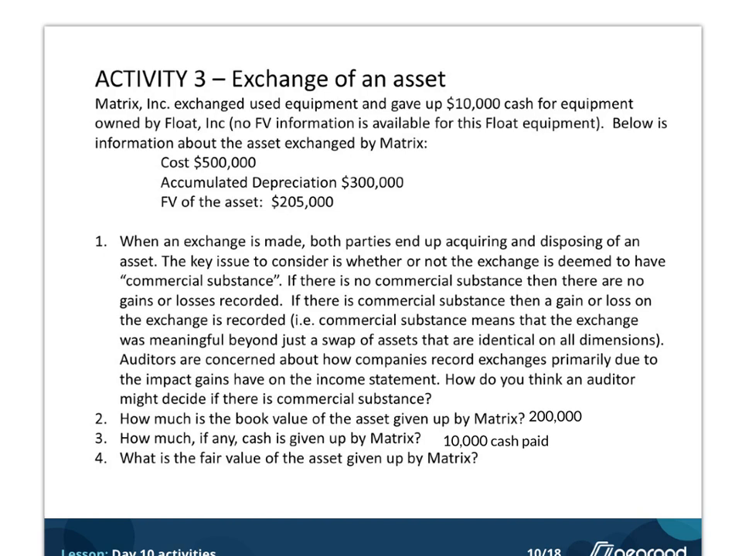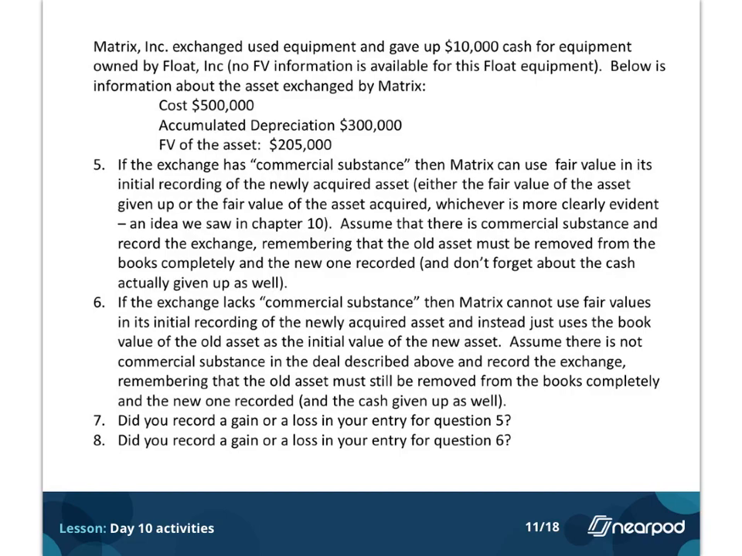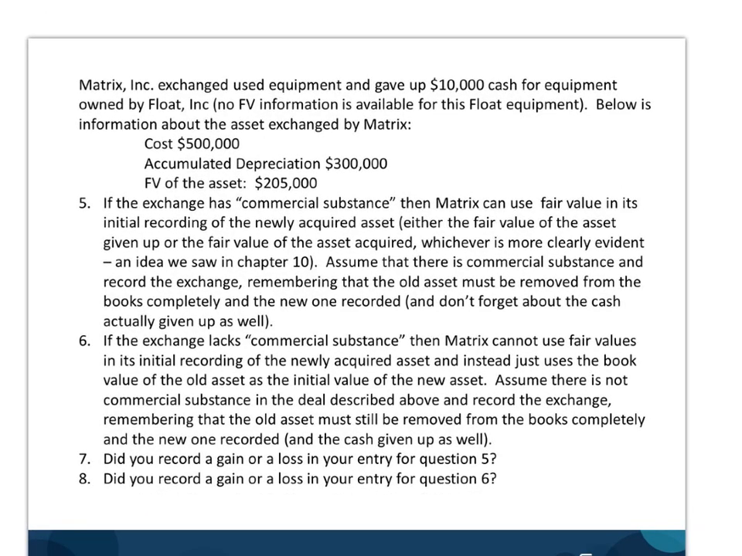All right, and then the fair value of the asset that they gave up. So they gave up an asset, and we know its fair value is $205,000. So in order to make this trade, what Matrix gave up was an asset with a fair value of $205,000, plus they gave up cash. They had to give up both of those things, apparently, for Float to give them a similar asset. Right? So that's all just information. We'll see it again on the next page because it's a continuation of the same problem.